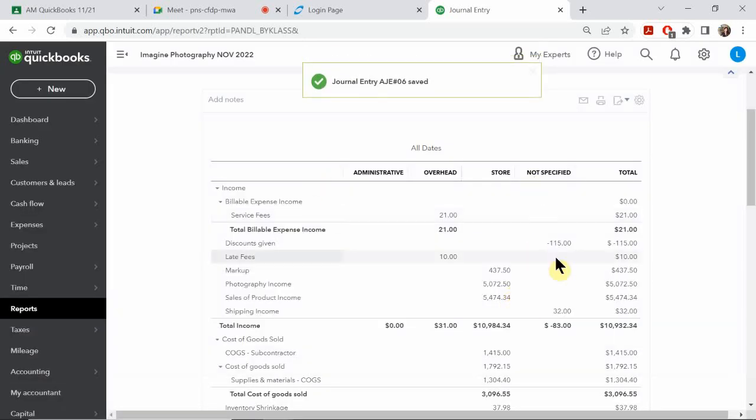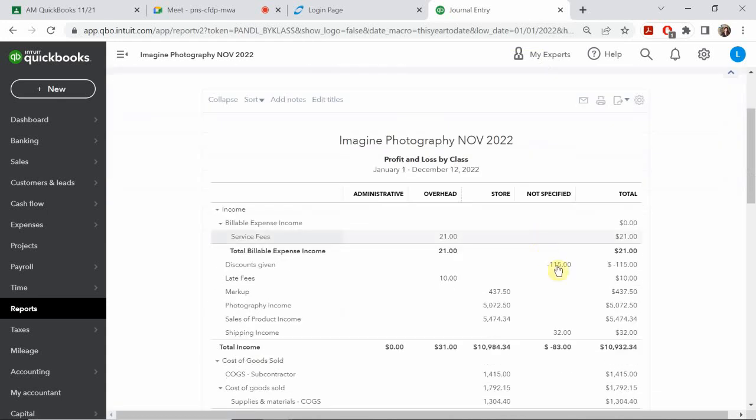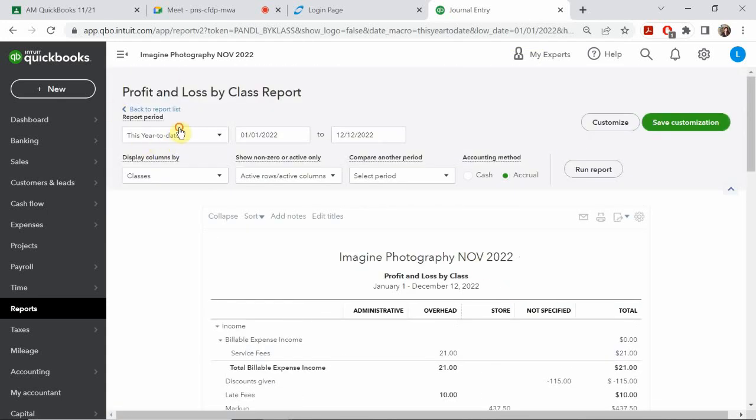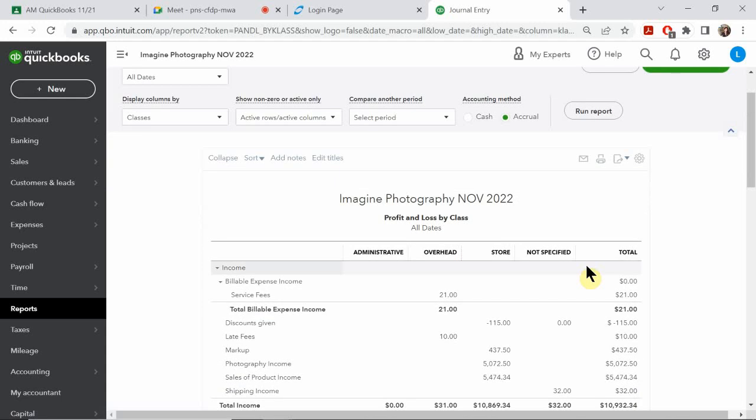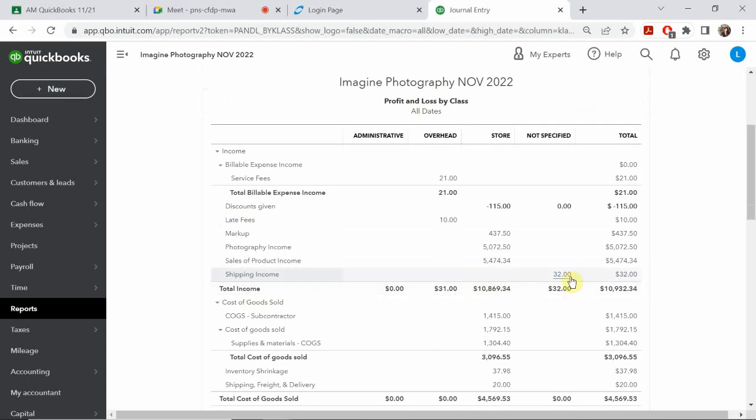So then here, if I refresh this, it should classify this. Let's do it again. All dates. Refresh. Okay, so here, like I said, it now has reclassified it to the store for that negative 115. So that's what I mean by recategorizing it. So this one is going to be for shipping income. That's where I needed to make sure. So shipping income for $32.